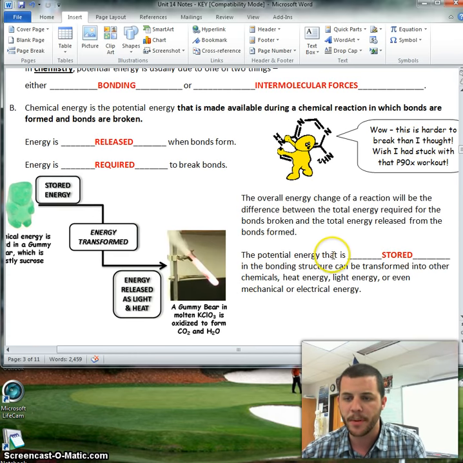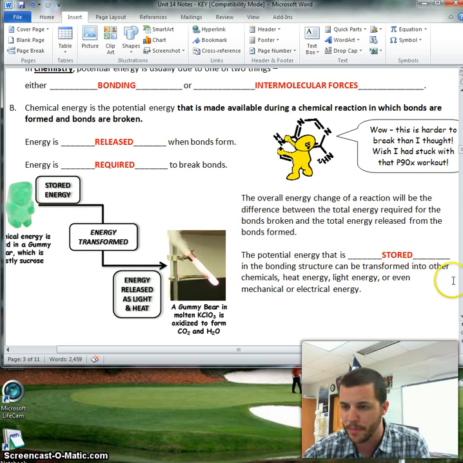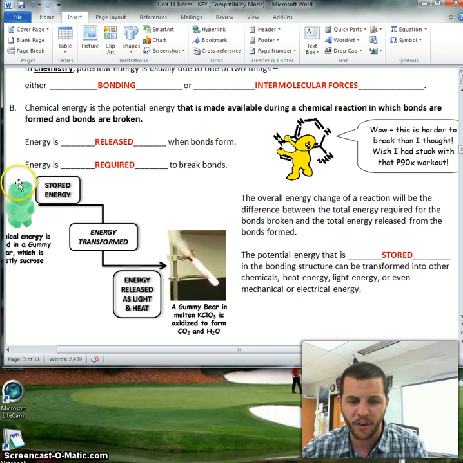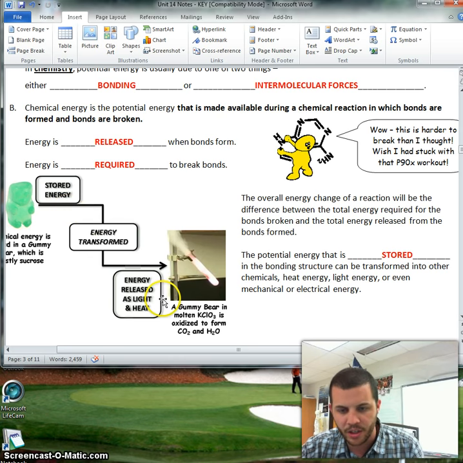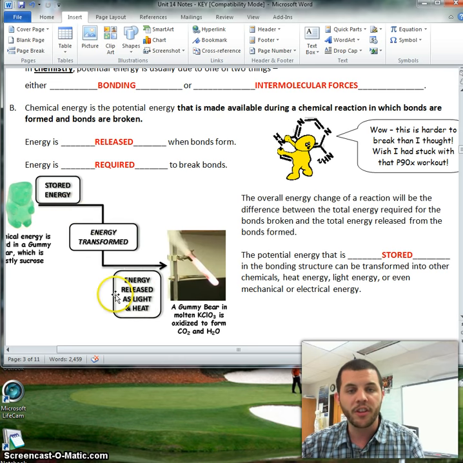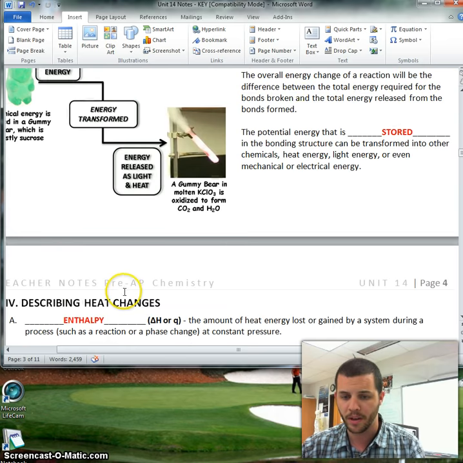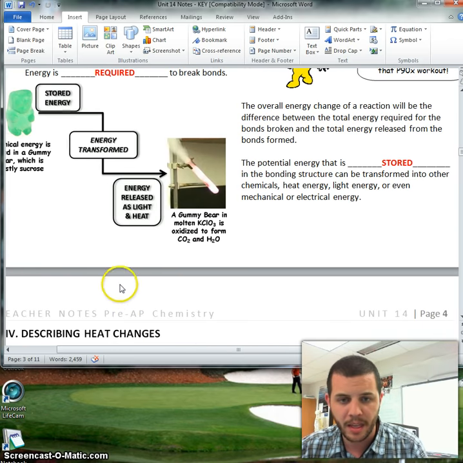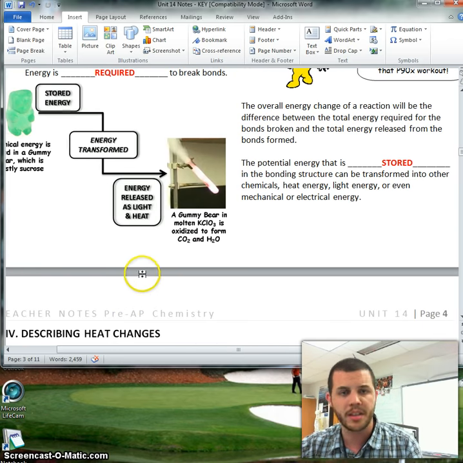It says that the potential energy that is stored in the bonding structure can be transformed into other chemicals, heat energy, light energy, or even mechanical or electrical energy. So, for instance, right here, this little gummy bear has stored energy in it. When we break these bonds down, it's going to release that energy in the form of heat, in the form of light, and so on and so forth. That's going to be that for this section of the notes.